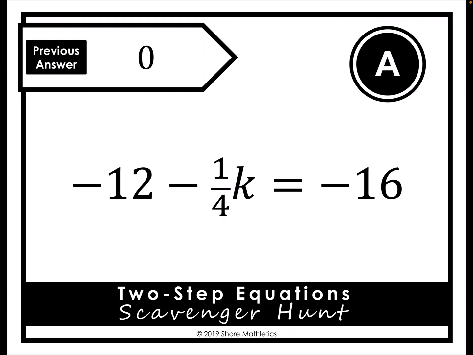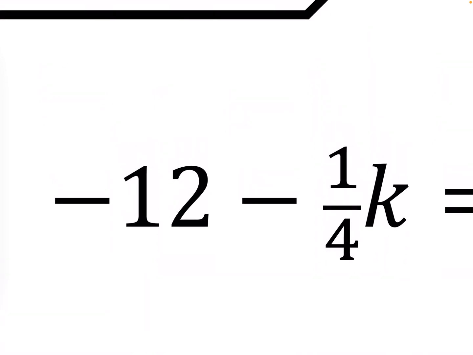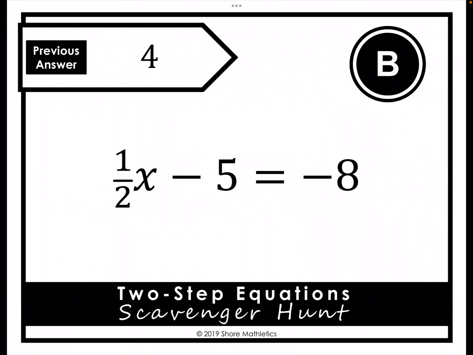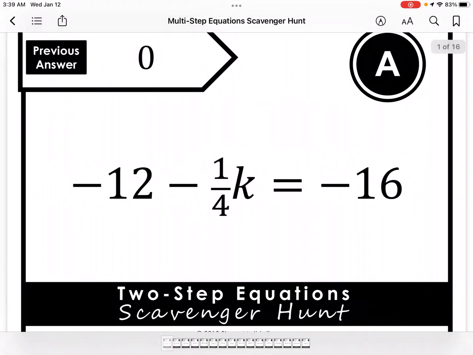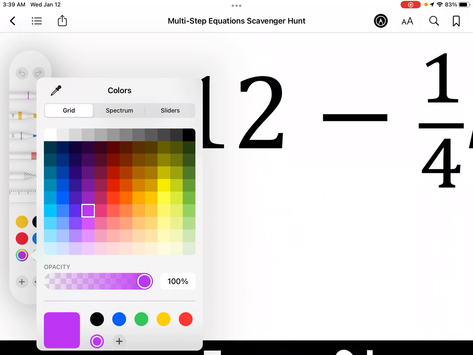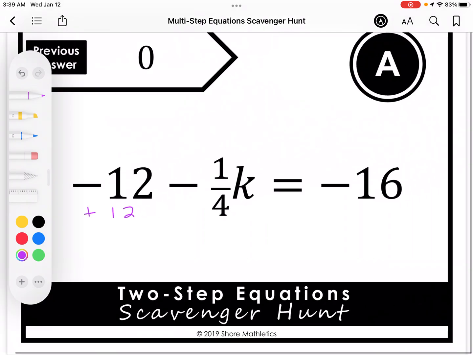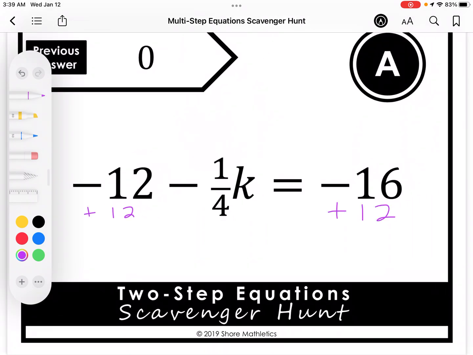So we're working with fractions specifically. Our goal, remember, is to isolate our variable, to get our variable by itself. So we're going to add, I don't have my drawing tool on, we're going to add 12 to both sides of our equal sign to keep it balanced.